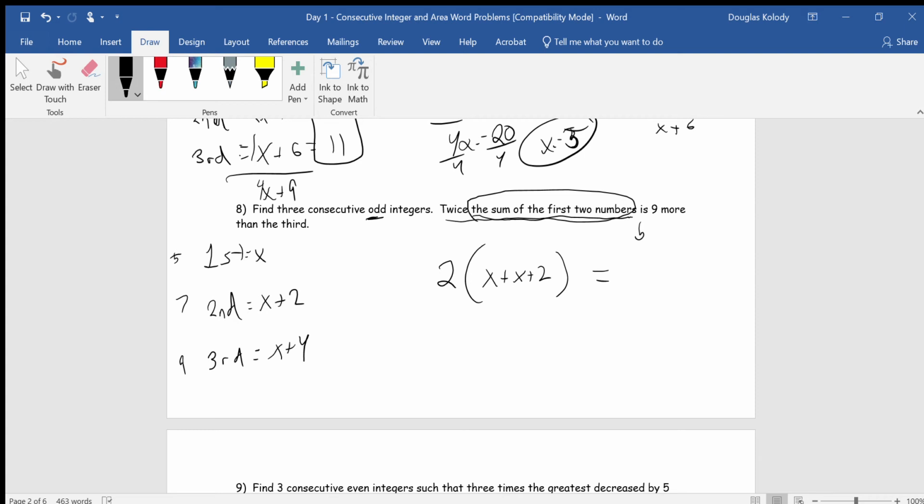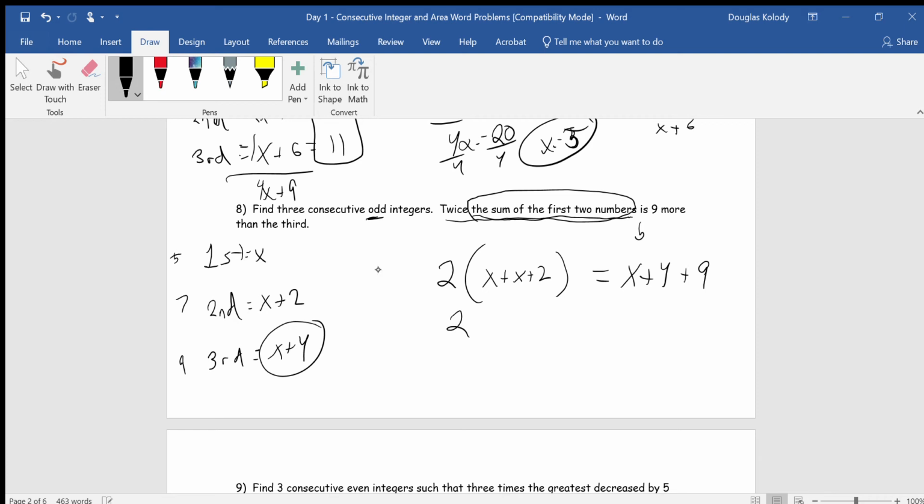Great. 9 more, or I said is 9 more than the third. How do I say 9 more than the third? The third one is x plus 4. So I'll just say x plus 4 is the third, and then 9 more than that, so plus 9. There's my translation. So let's work this out now.